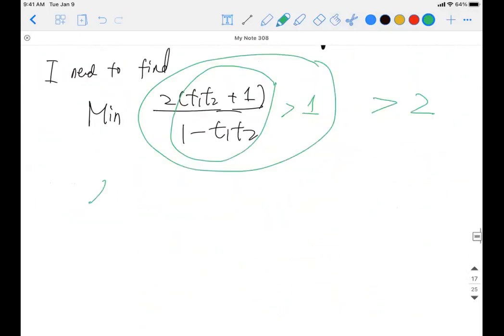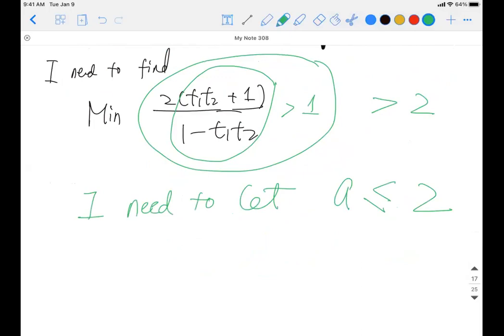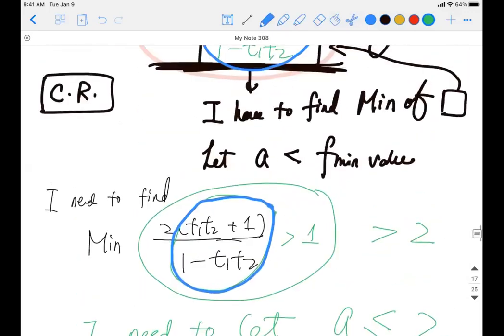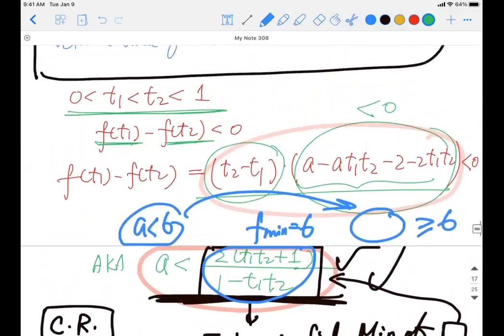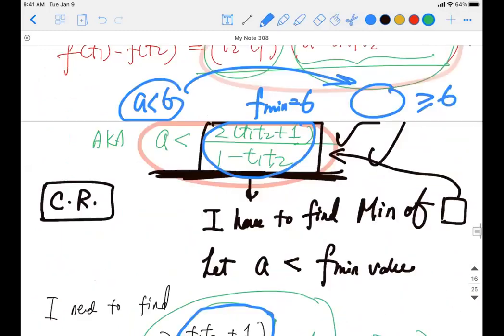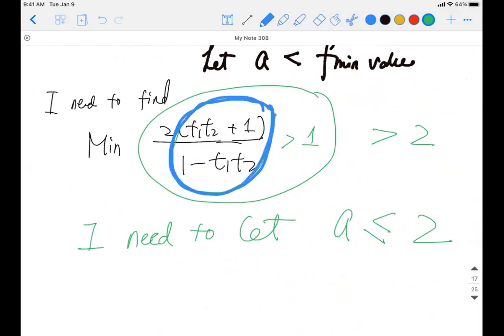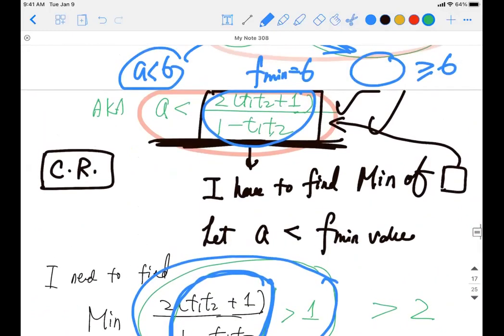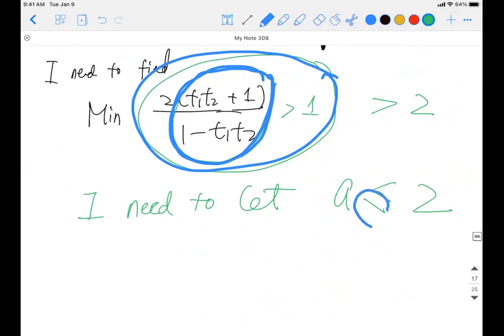I just need to let A be greater or equal to 2. Why can I have the equal sign? Because this fraction can never equal 1. It equals 1 only when T1 times T2 equals 0, but T1 and T2 are between 0 and 1, so they can never be equal to 0. So it is always greater than 1, it cannot reach 1, so the whole expression is greater than 2 and cannot reach 2. So A can reach 2, and you can give the equal sign to A.